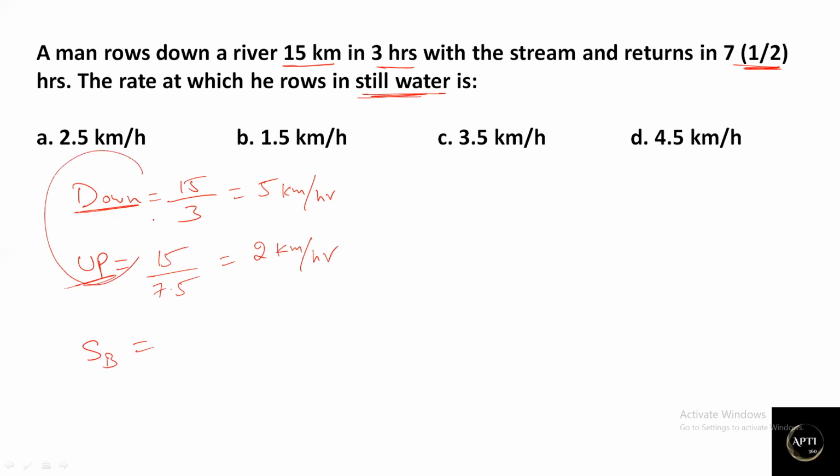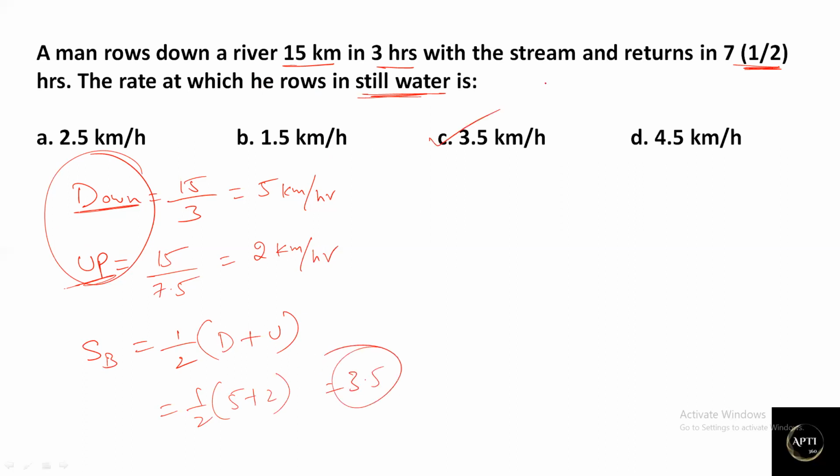You know downstream and upstream. The basic formula is half into downstream plus upstream. So half into 5 plus 2. 5 plus 2 is 7. 7 by 2 means 3.5. See, it is very simple, right? So we can take 3.5 kilometers per hour as our answer.